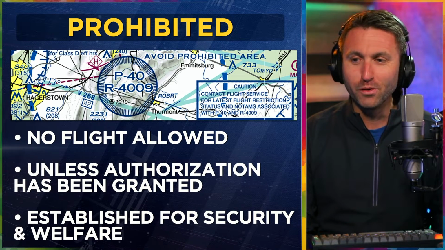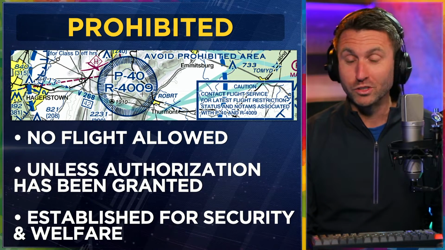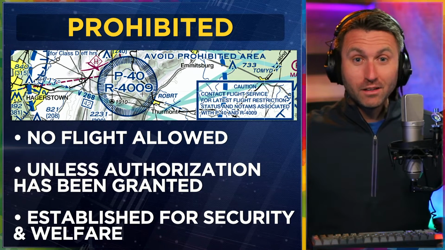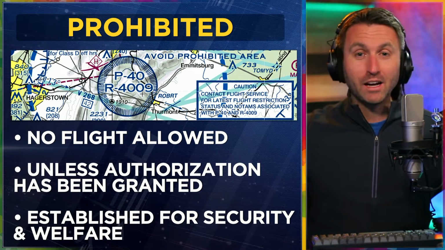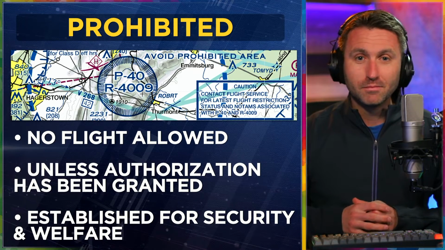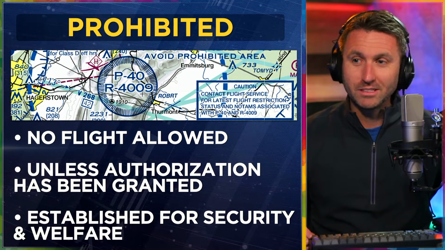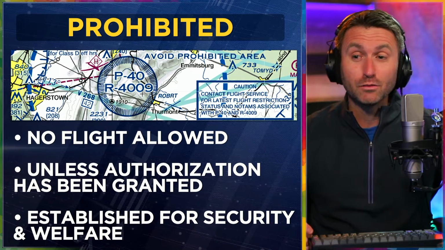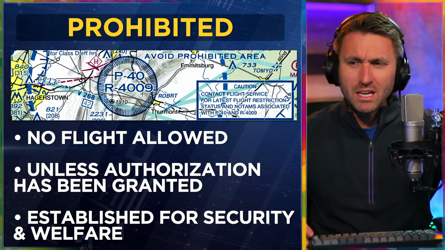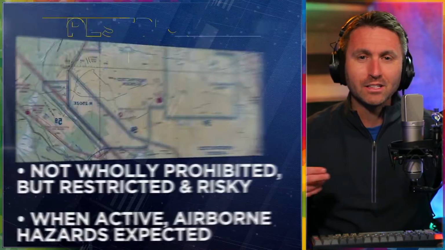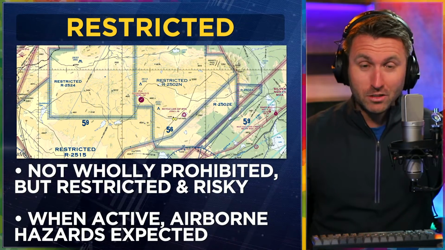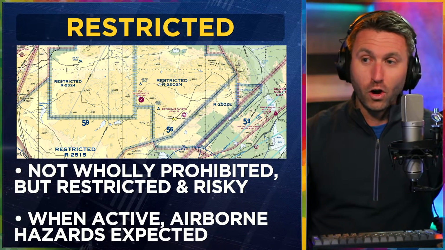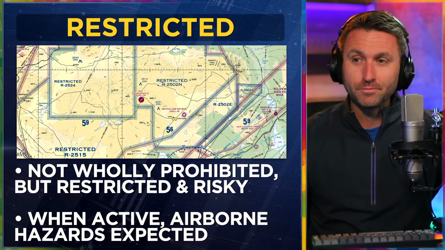So there's P40. This has been established for security and welfare. When you see prohibited, literally, as my hockey friends like to say, no chance, bud. You're not going through prohibited airspace. And actually, I believe that prohibited airspace is inside a chunk of restricted airspace. So the P and the R do have meaning, right? And that's how you look up the textual information. You look up like P40 or R2524 or R2502 November.